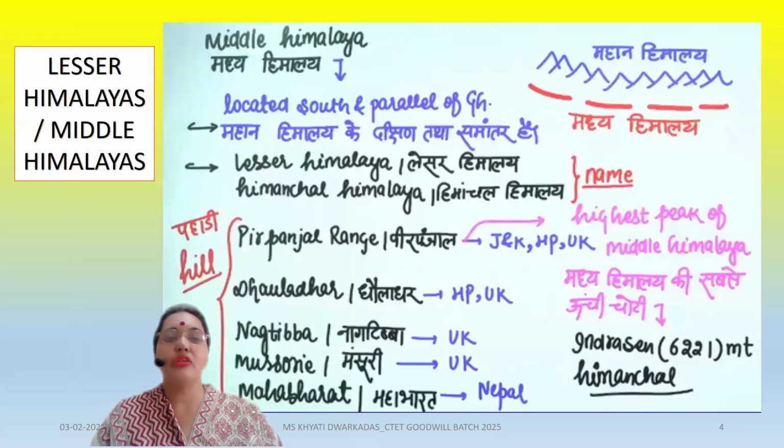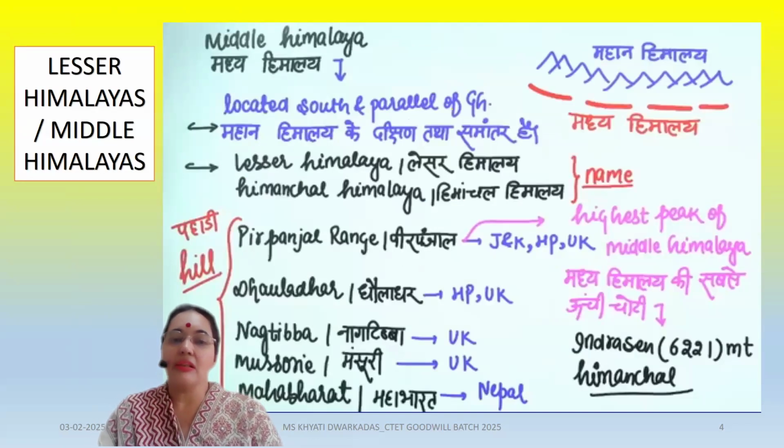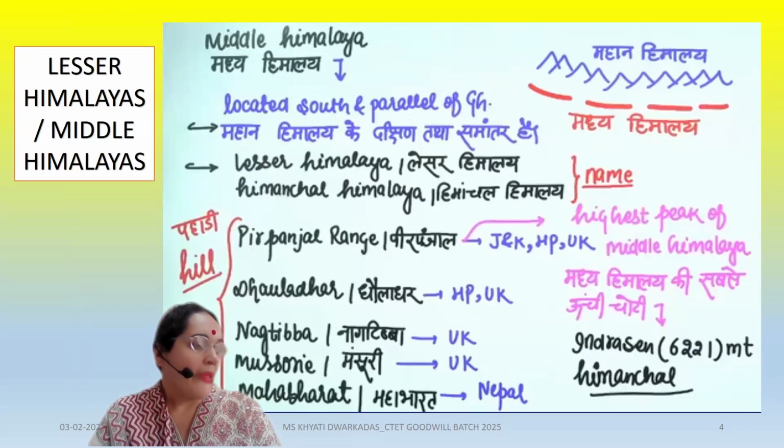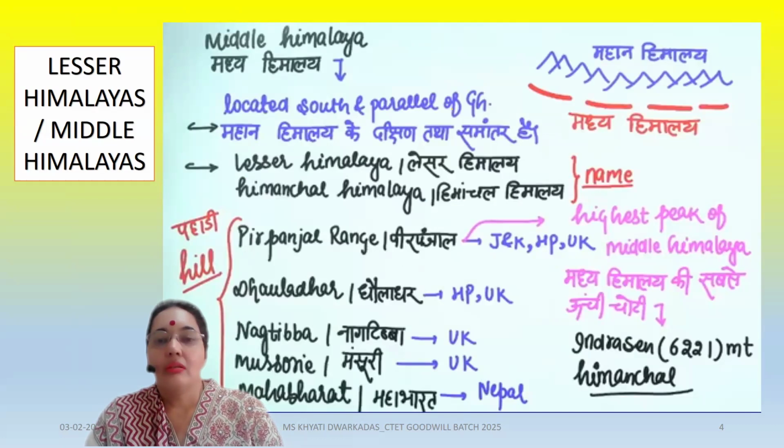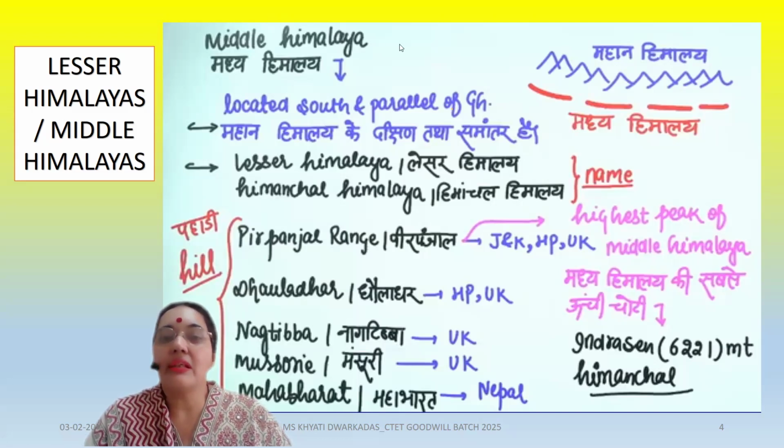Now, today we shall be talking about the Lesser Himalayas or the Middle Himalayas. So, the Lesser Himalayas or the Middle Himalayas, as they are called, are located south or parallel of the Great Himalayas. So, you can see this diagram here on the side. Yes. So, when you see the diagram, I'm just going to increase the pen size a bit. Now, when you see this diagram, this we've shown you as the Greater Himalayas. And right below the Greater Himalayas, we have the Middle Himalayas, right?